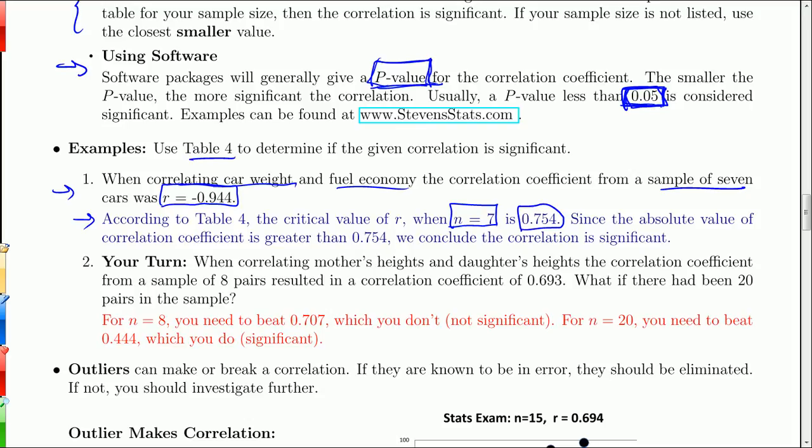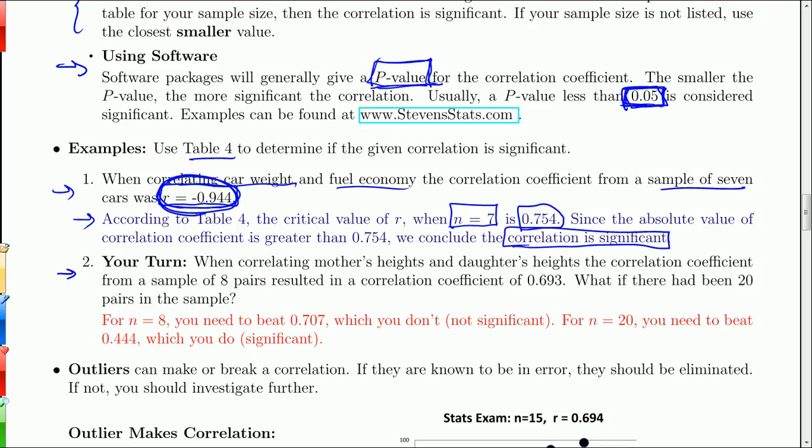And the thing to notice is that the absolute value of the correlation coefficient for the car weight and fuel economy is 0.944. That's bigger than 0.754, so we conclude the correlation is significant.